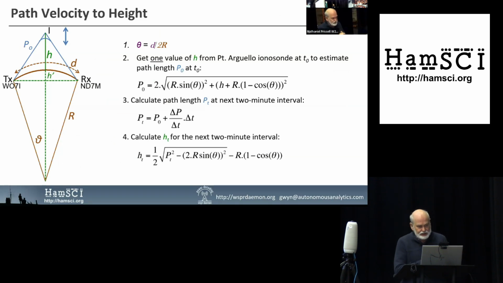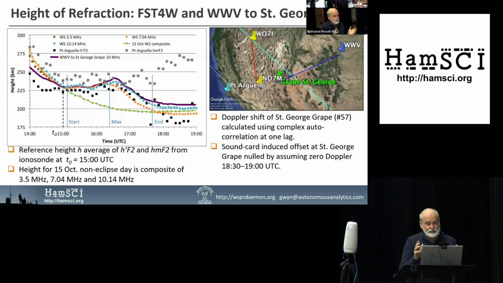Path velocity to height is some geometry, but what we need to convert to height is a single seed value. It's the constant of the integral. And I get that from the ionosonde at Point Arguello, California. So we have on this rather busy graph the Doppler shift converted to path length, converted to height change relative to that dashed line at 1500, which is the height from the Point Arguello ionosonde.